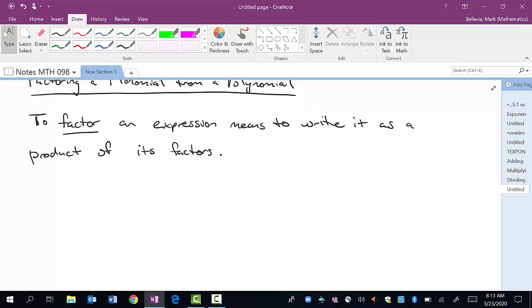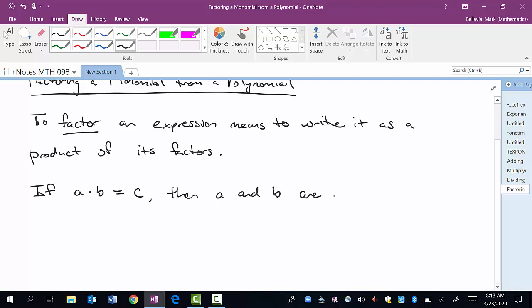It might be more clear if I write it like this. If A times B, right? So two numbers, A and B, multiply together to give you C, then A and B are called factors of C. So if two numbers multiply together to give you a third number, those things are called factors of the number.